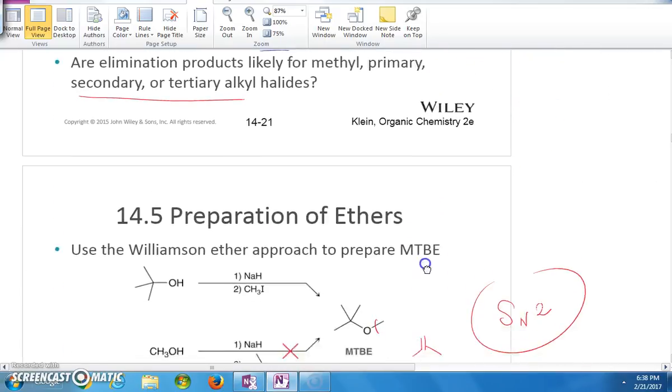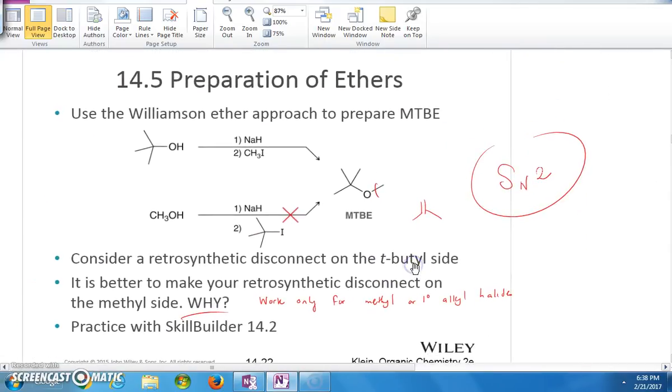Okay, all right. And so if you use the Williamson ether approach to prepare methyl tertiary butyl ether, MTBE, which is used as an additive in gasoline, you have to first make this into a nucleophile. So that's the first step, make it a nucleophile. Once you make this into a nucleophile, you can now make it react with methyl iodide in an SN2 fashion, and you get MTBE.